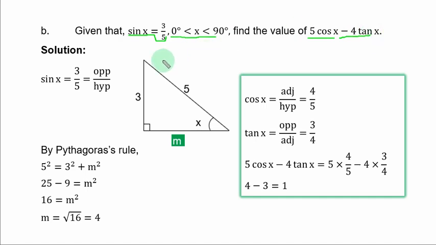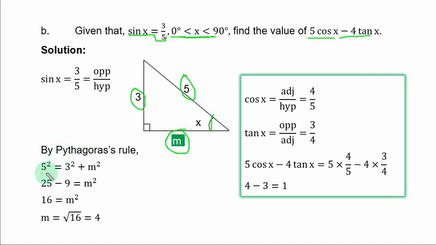The given ratio sin s is defined as opposite over hypotenuse. So 3 is opposite, hypotenuse is 5. Now, for us to get cos and tangent, we need the adjacent. This given range means s is an acute angle, so we have a right-angled triangle. The opposite is 3 because this is the angle we have, and the hypotenuse is 5. Then we get the adjacent using Pythagoras' rule.